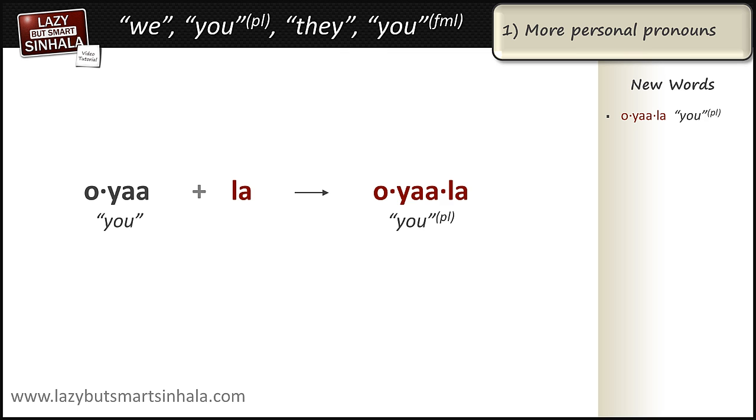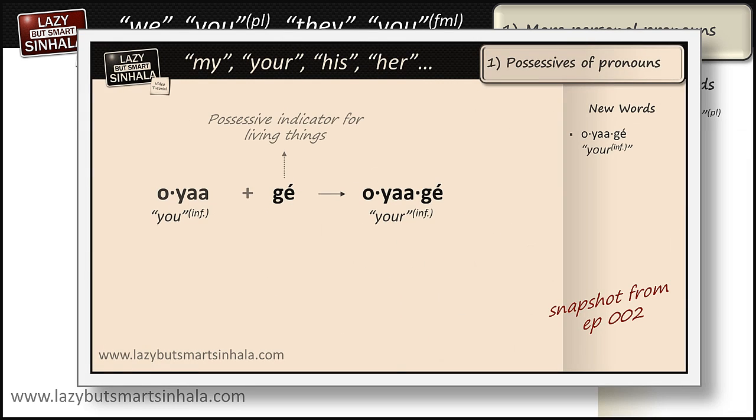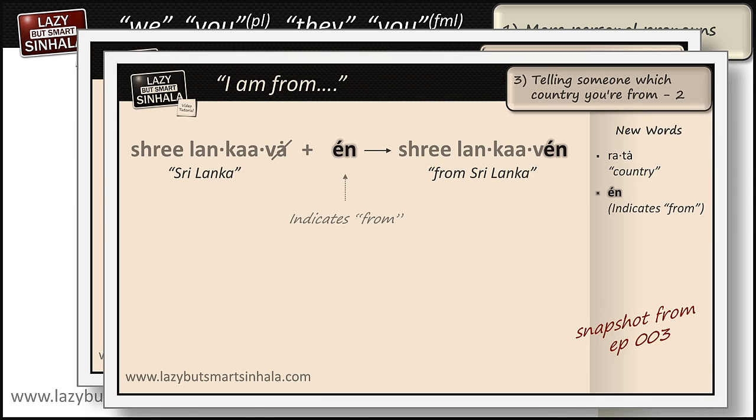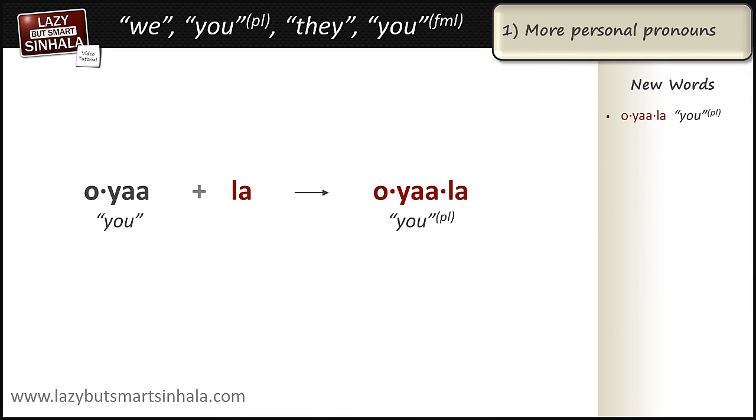You remember from episode 2 that we used ge as a possessive indicator for living things, and in episode 3 we used another indicator n, which indicated from. In the same way, la indicates the plural for personal pronouns. Let's look at the next one.